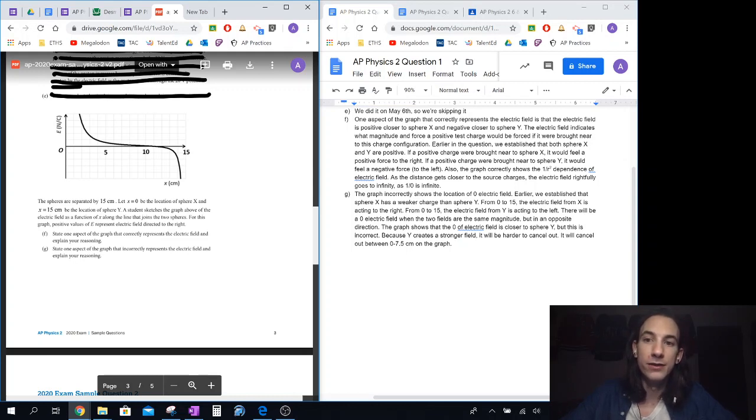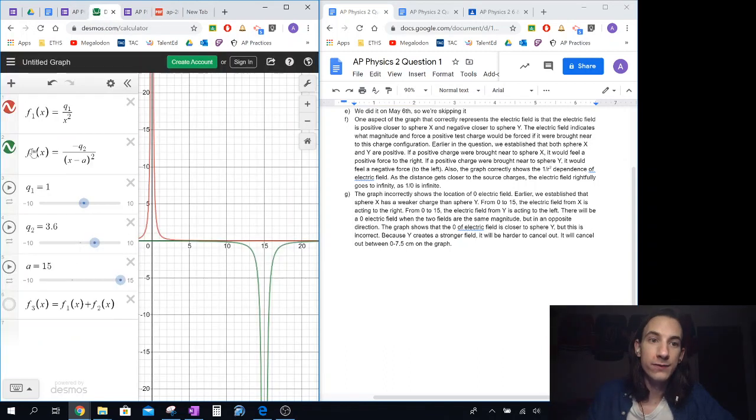Also, the graph correctly shows the 1 over r squared dependence of the electric field. As the distance gets closer to the source charges, the electric field rightfully goes to infinity, as 1 over 0 is just infinity. So the direction is good, that it goes to negative. That seems weird, but it's saying, if we brought a positive charge next to this positive charge, it would be pushed to the left. It would be pushed in what we call the negative direction. And they both show this 1 over r squared curve, that we also see even if we look at a Desmos graph.